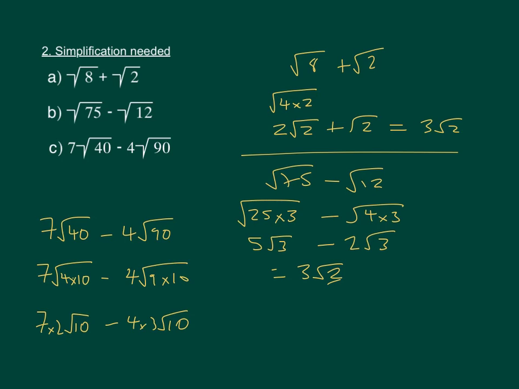And so now we're going to multiply these numbers together. So we'll have here 14 root 10 minus 12 root 10, which leaves us finally with 2 root 10.